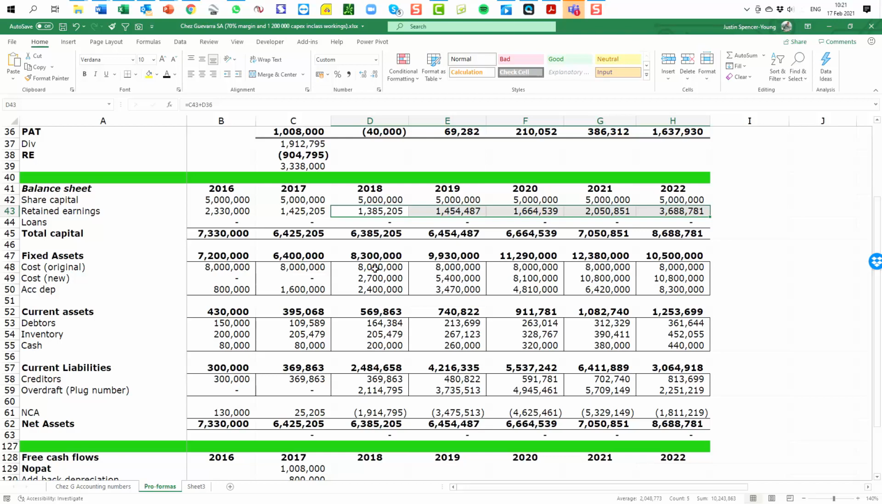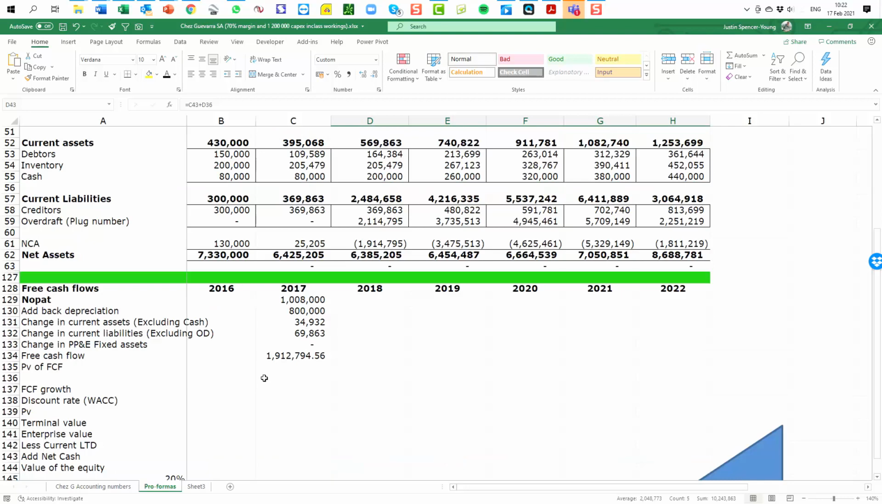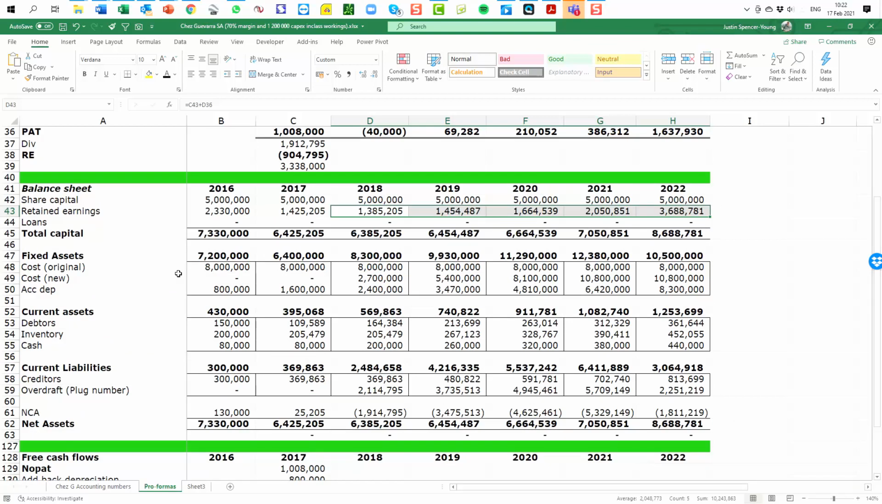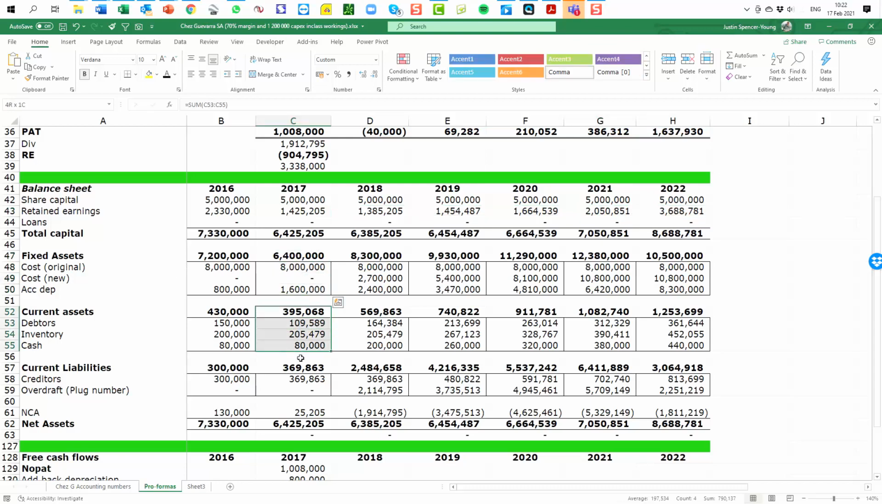So free is not a representation of the fact that it has no cost. Free in this case is that it's not required by the business, therefore it can be freed up or released from the business if you want. In a free cash flow calculation, we are really going to have a look at what is the consumption of cash in the business that's required for fixed assets and for working capital.